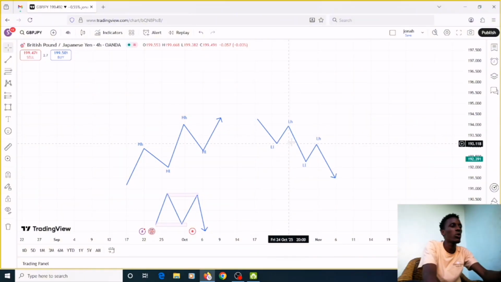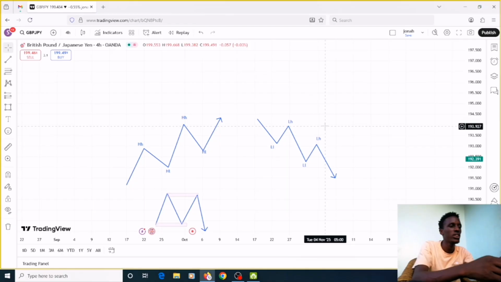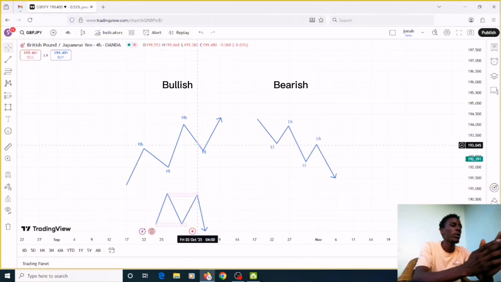This happens in the bearish scenario, so don't expect to find lower highs and lower lows in a bullish scenario, unless price is changing structure. Otherwise, higher highs and higher lows only happen in the bullish scenario, and lower highs and lower lows only happen in the bearish.